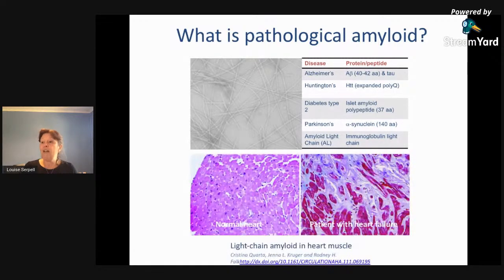And in the next picture, I can show you the deposition of amyloid in the heart of a patient who has this amyloid light chain disease. So on the left-hand side is a normal heart, and on the right-hand side is the heart of a patient with heart failure. And the reason that they have heart failure is because of the deposition of these amyloid fibrils formed from immunoglobulin light chain.